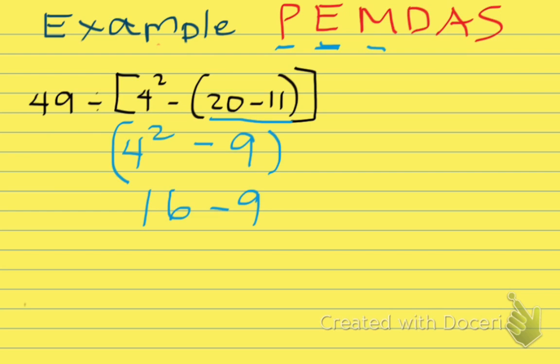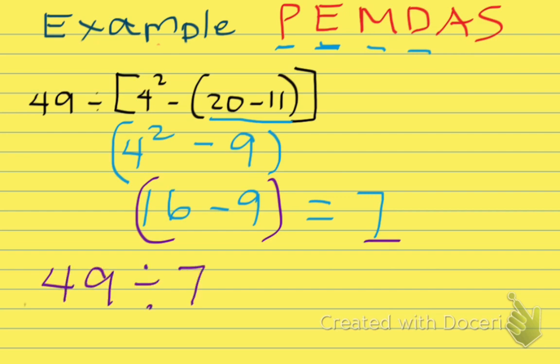So 16 minus 9 equals 7. So let's solve out. 16 minus 9 is still inside our parentheses. So that equals 7. Now let's move on to division. So 49 divided by 7. So 49 divided by 7 equals 7. So 7 is our final answer.